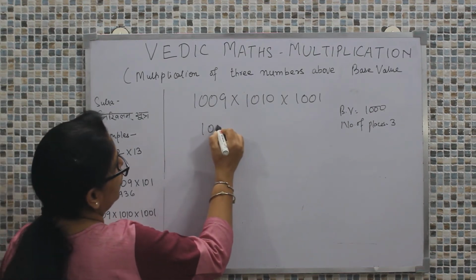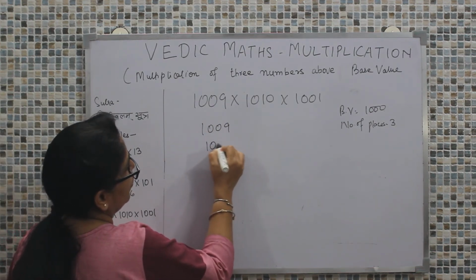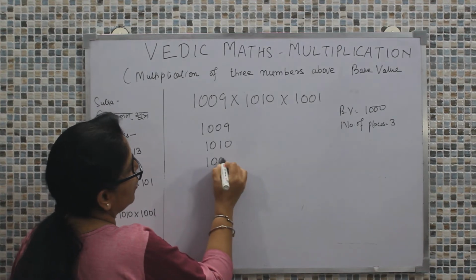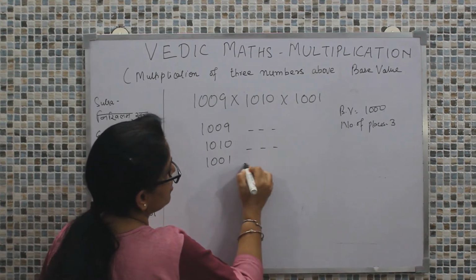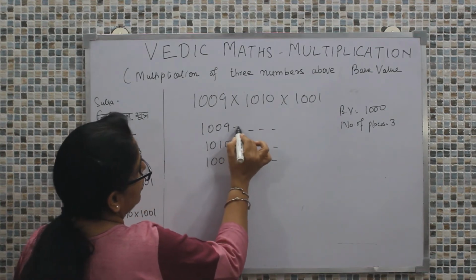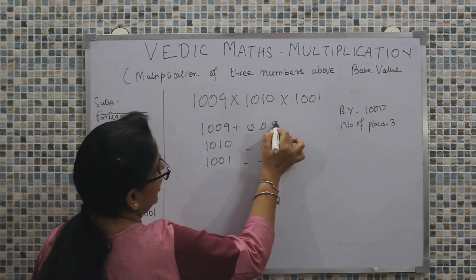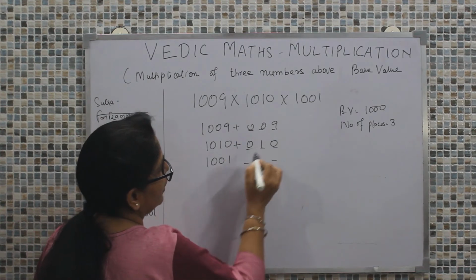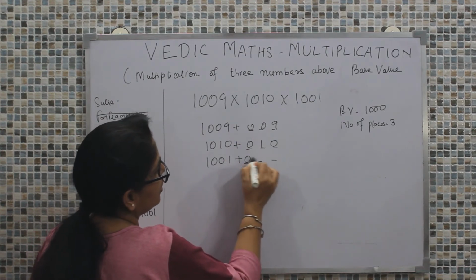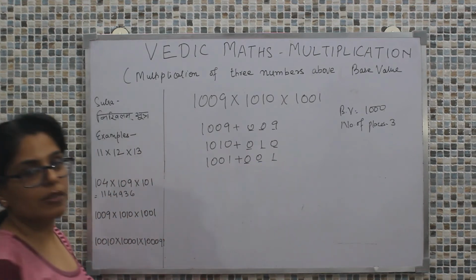So we have 1009, 1010, 1001. 3 places and 3 places. This value is 9 excess of 1000. This value is 10 excess of 1000 and this value is 1 excess of 1000.